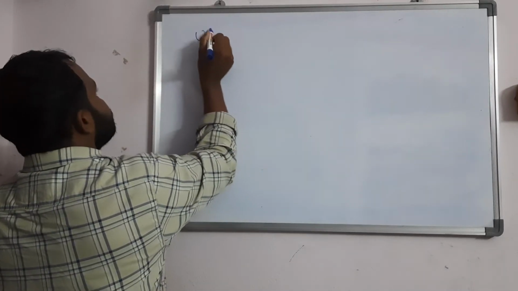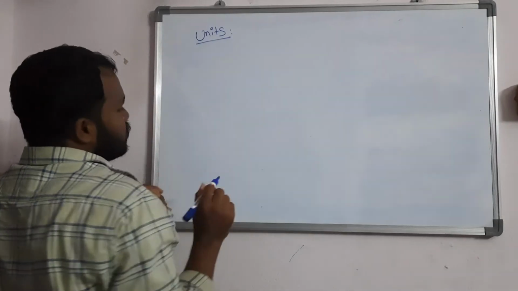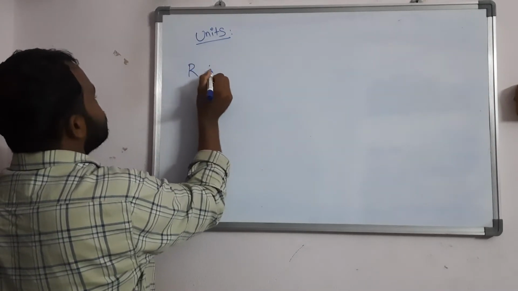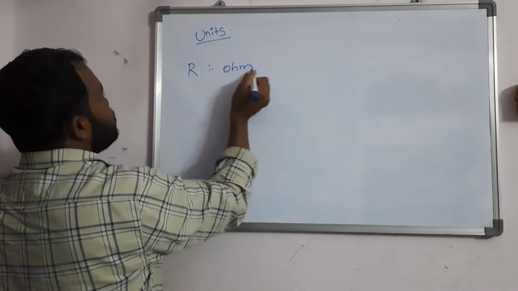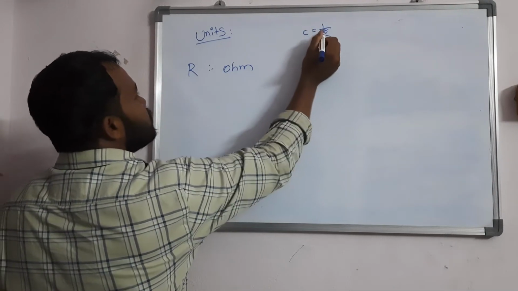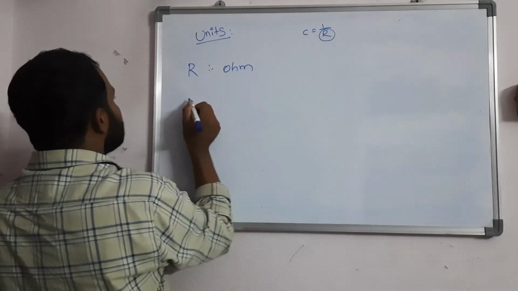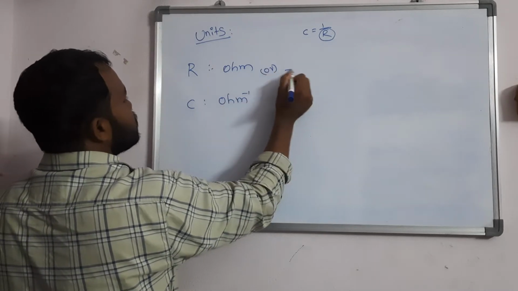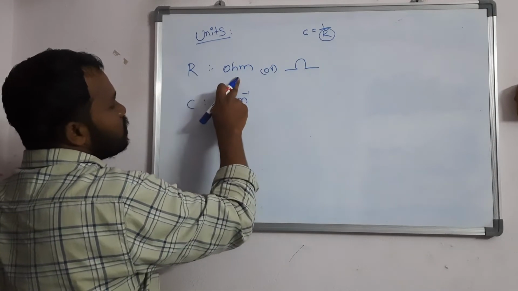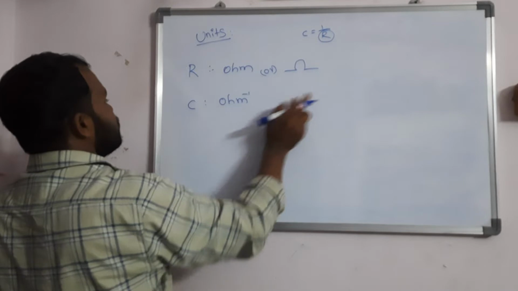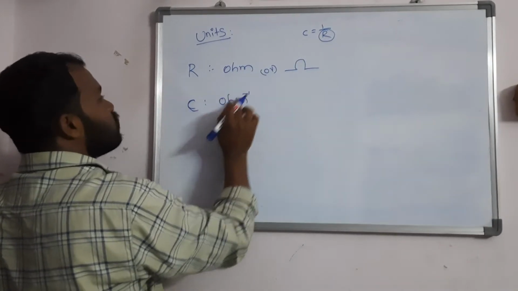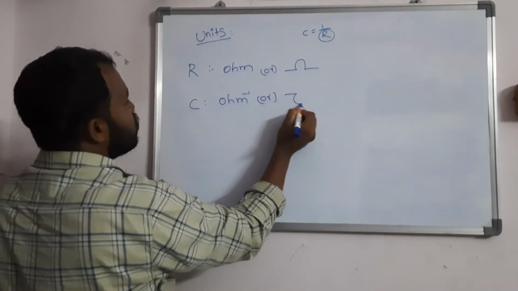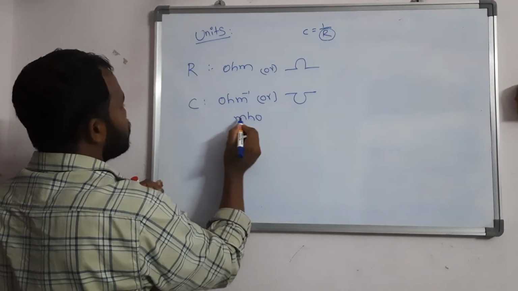Okay, next, units. First, you should know the units of ohm, the units of resistance. The resistance unit is ohm. C is equal to 1 by R is the relation. So the resistance unit is ohm. So what is the unit of C? 1 by ohm. 1 by ohm is nothing but ohm inverse. You can represent ohm with this symbol. The resistance symbol is ohm, and the unit is ohm. The symbol is like this. So conductance is just the reverse of ohm, that is ohm inverse, because C is equal to 1 by R. Hence the unit of C is ohm inverse, or you can say mho. You can also say mho.